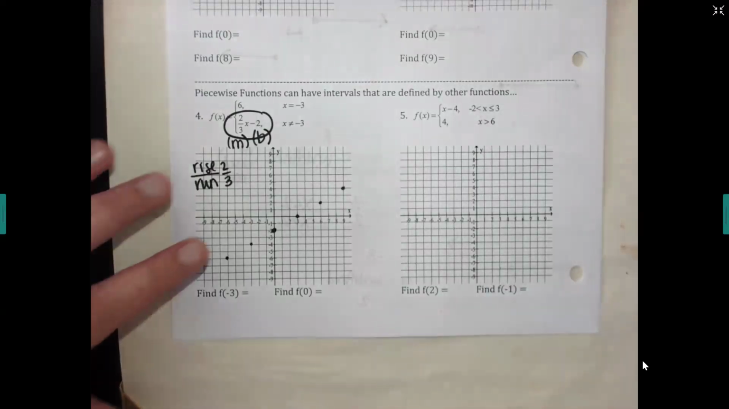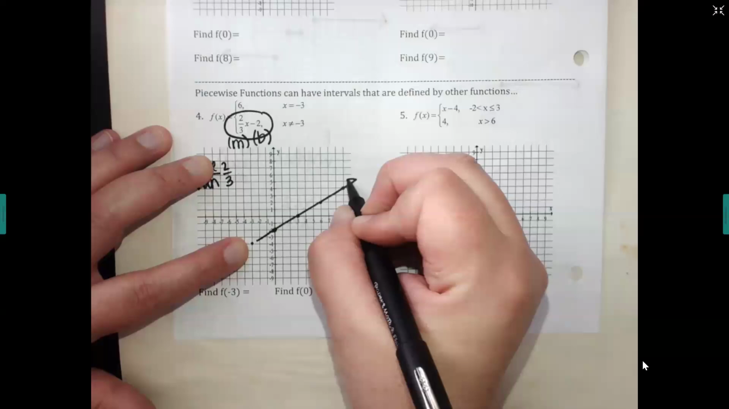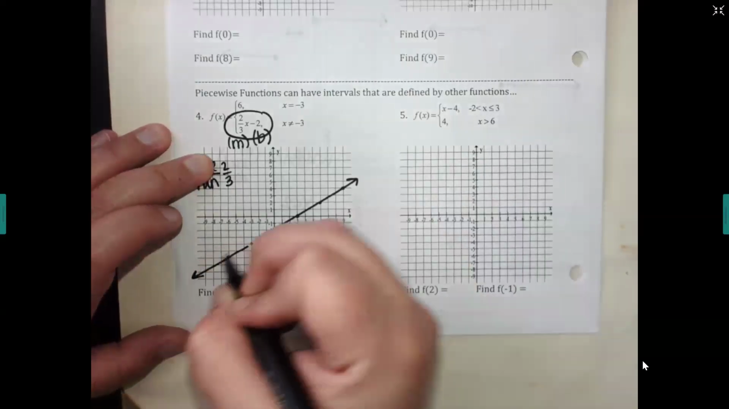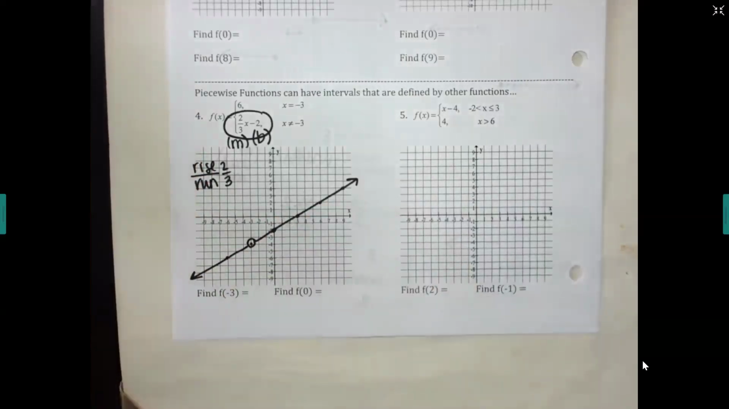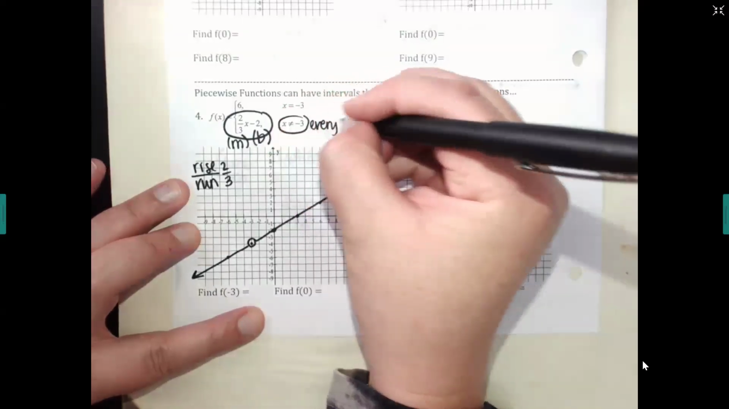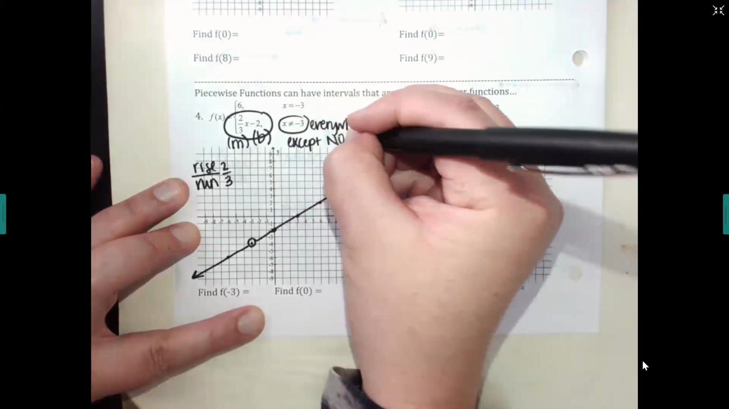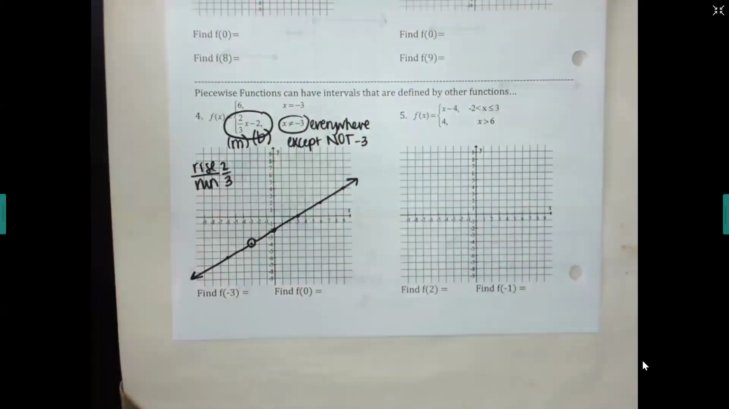-3. So -3 is this dot right here. So I'm going to connect all of these, but I'm going to leave that one spot open. Okay, and then if you want to write next to this, this is everywhere except not -3. And then remember, to exclude that point, you would use an open circle. Okay? Then your piecewise is going to give you an alternative spot to put the dot at -3.